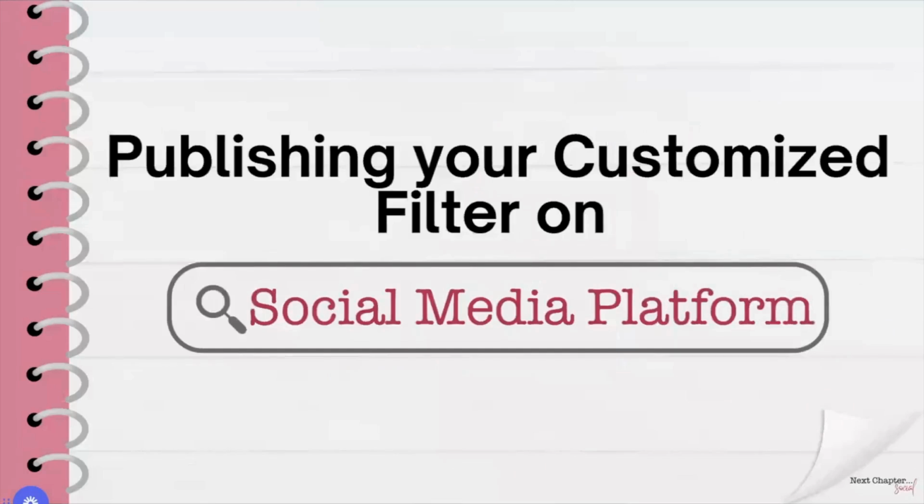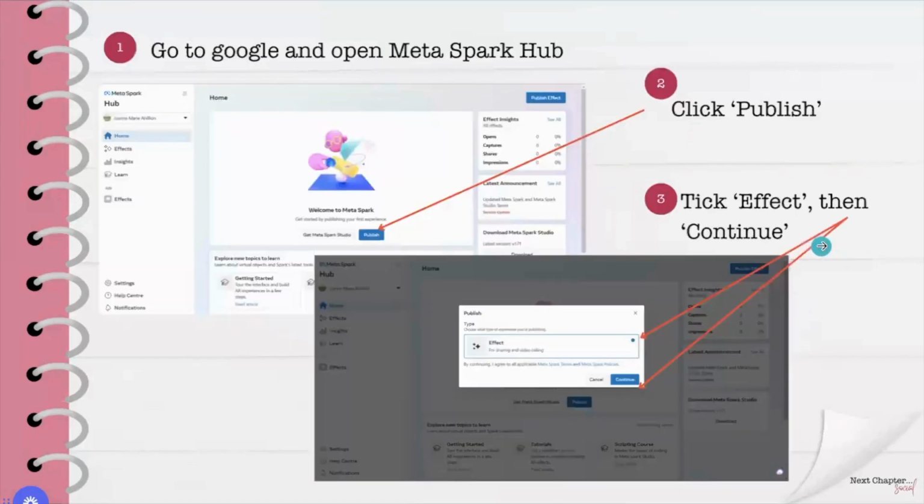Okay, so now the last thing you're going to do is publish your customized filter on your social media platform. So obviously we want to do it on Instagram. So you're going to go to Google, open Metaspark Hub, publish, click publish, take the effect and continue. So you have to make sure that this little blue button right here is ticked on or turned on, and you're going to click continue.